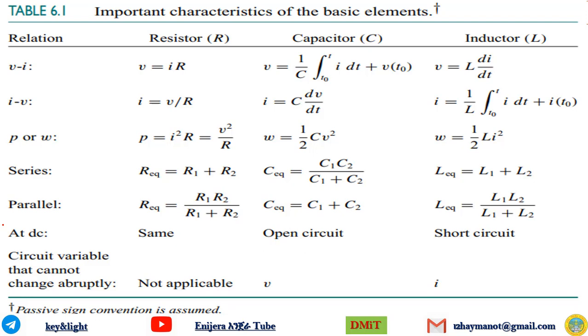Resistance: equivalent resistance in series is the sum of the individual. Look, in series the resistance and the inductance are the same. What about this one, in parallel, resistance and in series this one.